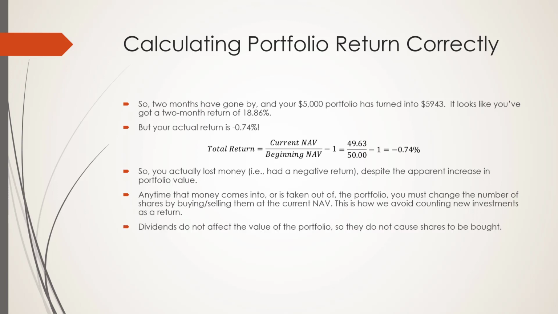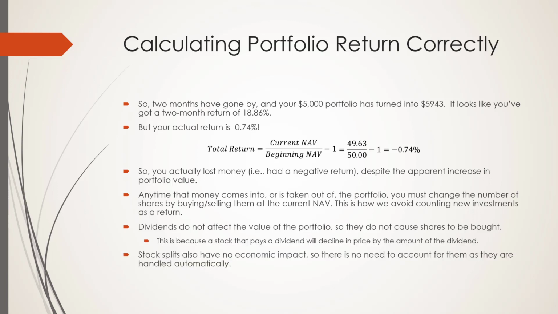So dividends don't affect this calculation because, as I said earlier, dividends leave the total value of the portfolio unchanged. So when there's dividends, we don't have to buy or sell shares. The dividend just goes into cash. So it comes out of the value of the stock, but it goes into cash, and the net result is no change. Similarly, stock splits have no economic impact. They're not going to affect the total value of that stock holding.